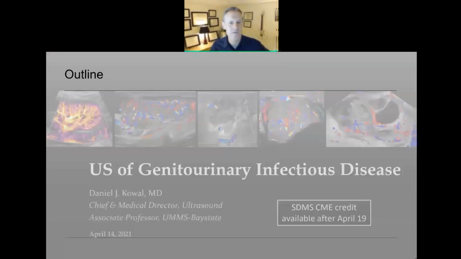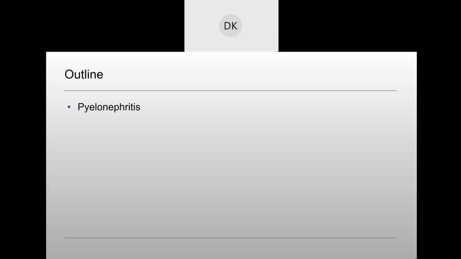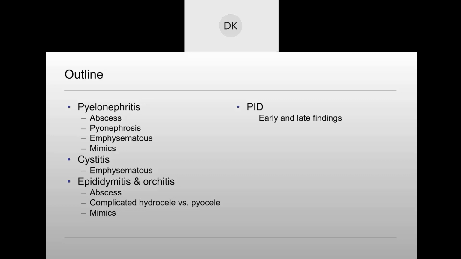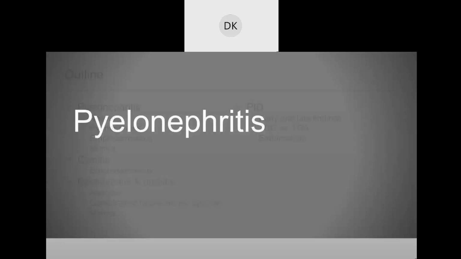All right, so I'll give you an overview first. I'll be talking about pyelonephritis initially, and we'll talk about complications like abscess, pyonephrosis, emphysematous infections, which is a gas-forming infection, and then also mimics. Then we'll review cystitis, including gas-forming cystitis. And we'll talk about epididymitis and orchitis, along with abscess, and how to differentiate a complicated hydrocele from a pyocele. Mimics there as well. And then I'll finish with pelvic inflammatory disease. We'll review early and late findings, how to differentiate a tubo-ovarian complex from an abscess, and then we'll talk about endometritis. So let's start with pyelonephritis.